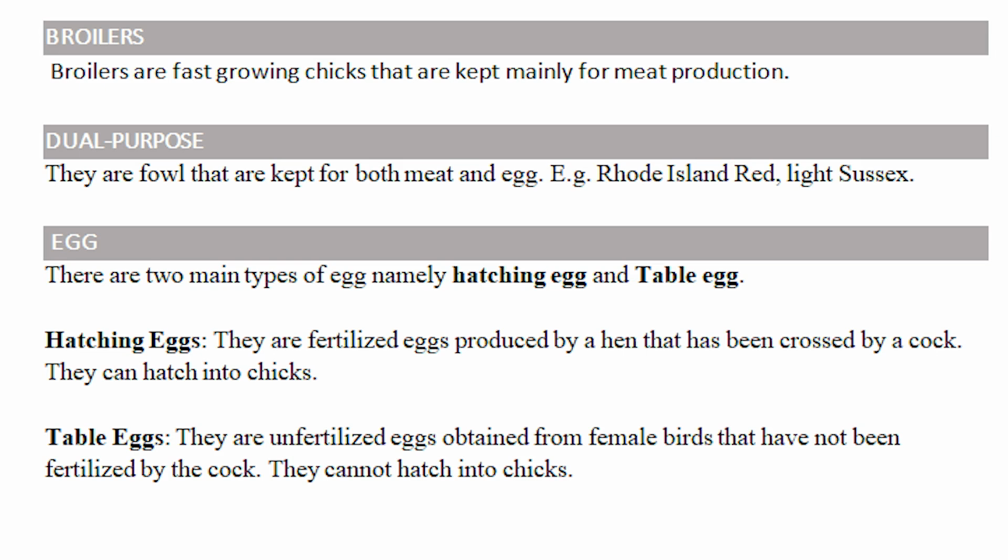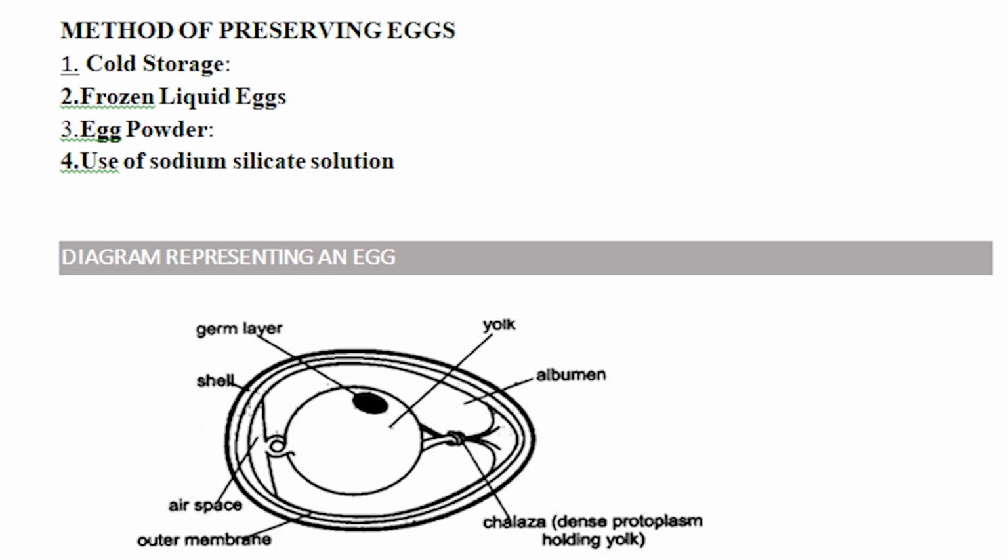Hatching eggs. They are fertilized eggs produced by a hen that has been crossed by a cock. They can be hatched into chicks. Table eggs. They are unfertilized eggs that are obtained from female birds that have not been fertilized by the cock. They cannot be hatched into chicks. All right, let us look at methods of preserving eggs.